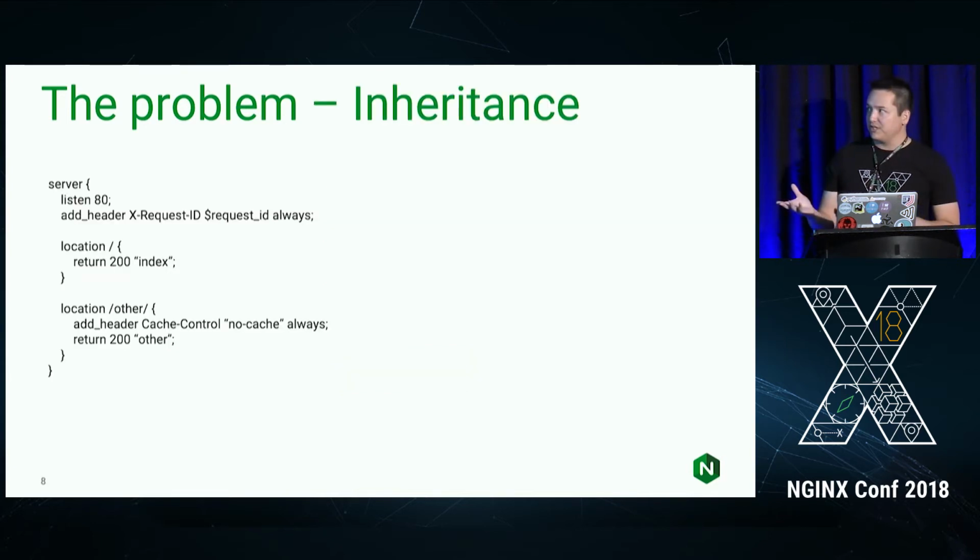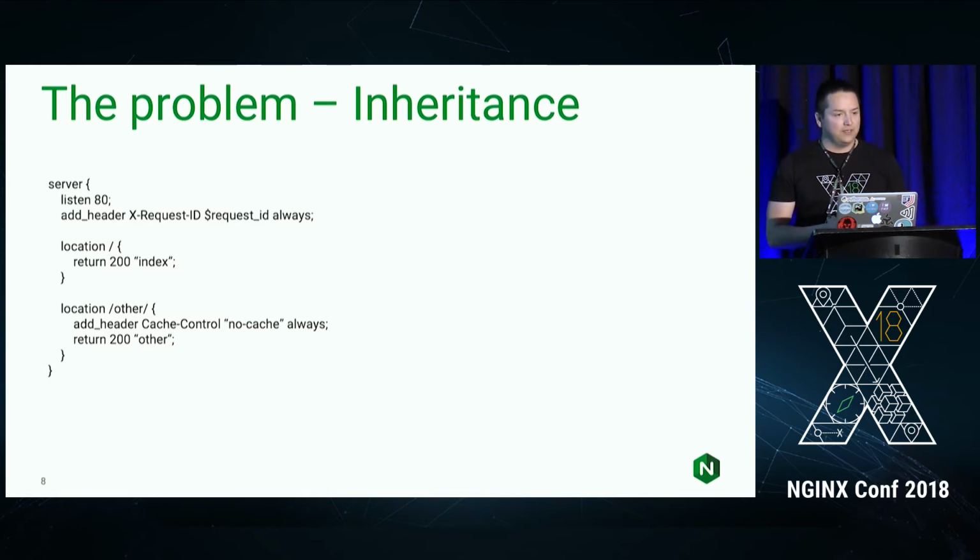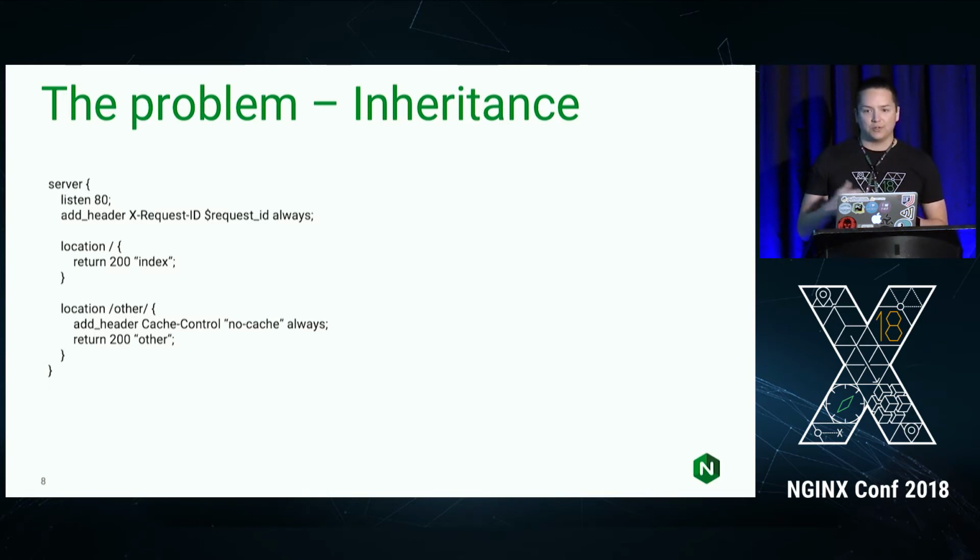If you have this simple NGINX config, as you can see, there's a single server. It has 2 locations. In the server block, there's an add_header, which adds a request ID, so a unique identifier for every request coming into the server. And then in location /, it just returns 200 index. But in location /other, we add an additional header, Cache-Control, which has the value no-cache, always.